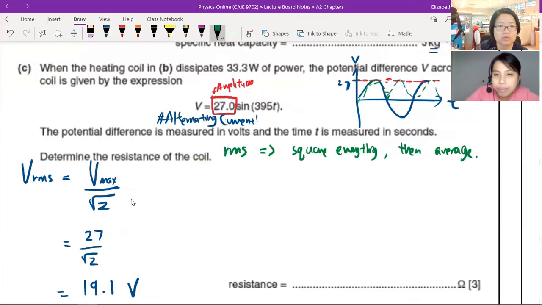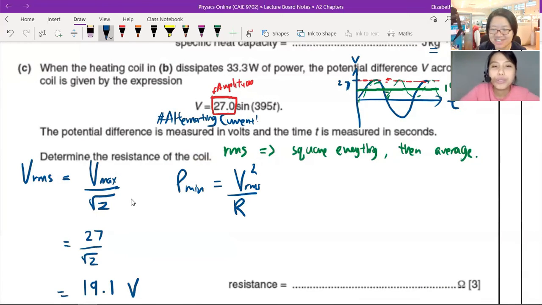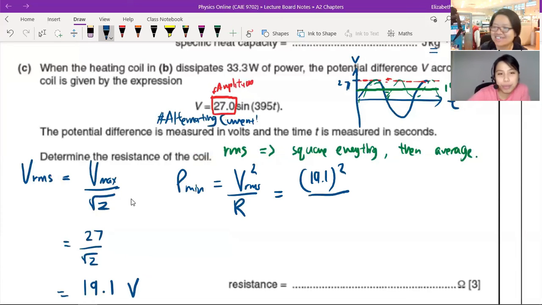So then we can use the equation. Average power, P mean, will be equal to VRMS square over R. V square over R is a good old friend. So if you think you can forget everything from your AS, I guess you know now it's not true. Cannot, must keep in your brain.